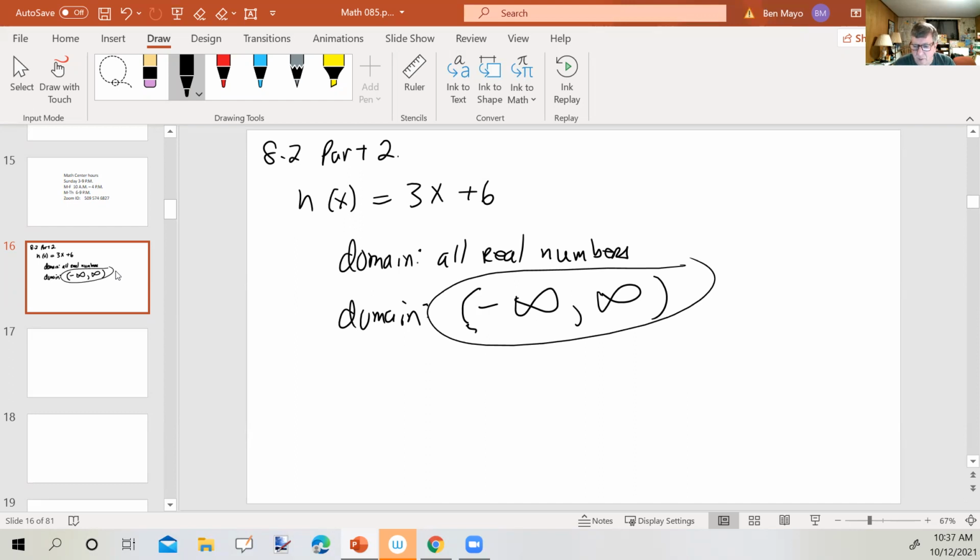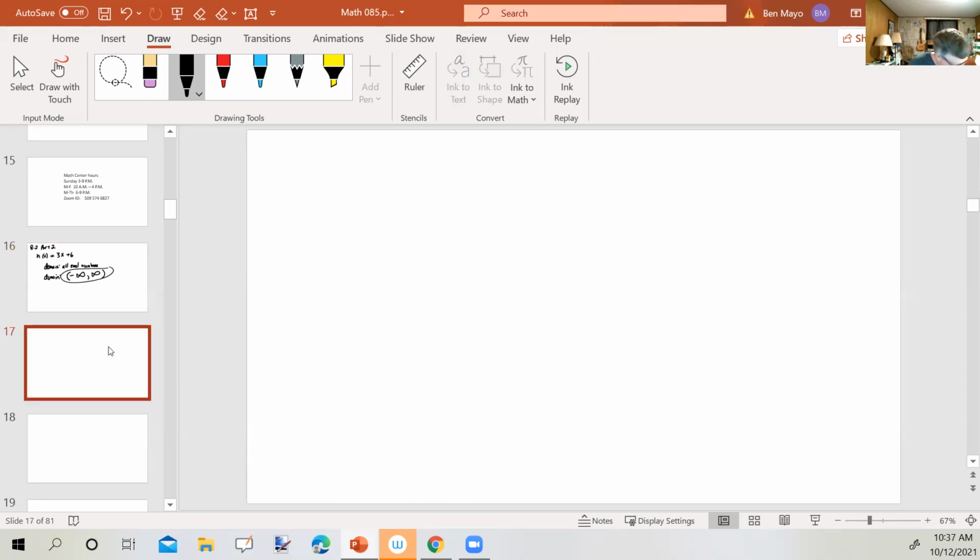Any questions on this problem at this point? Okay, let's take a look at another problem. This says f of x equals 1 divided by x minus 4.